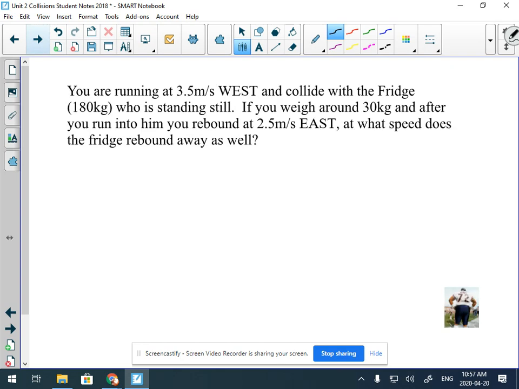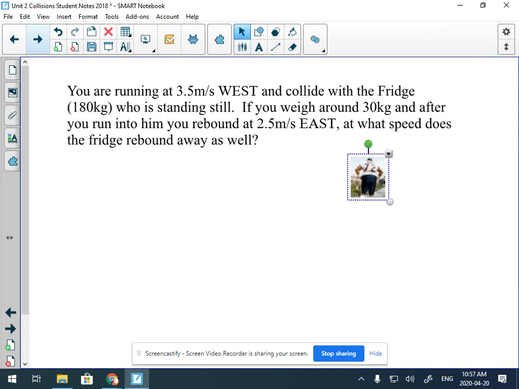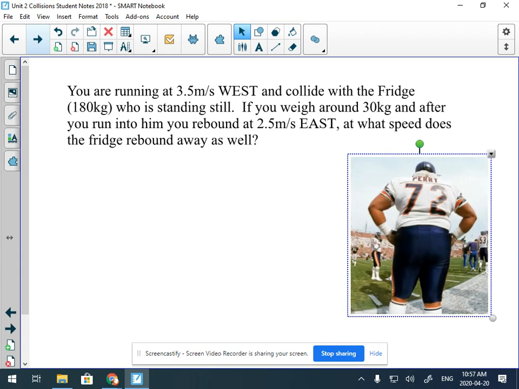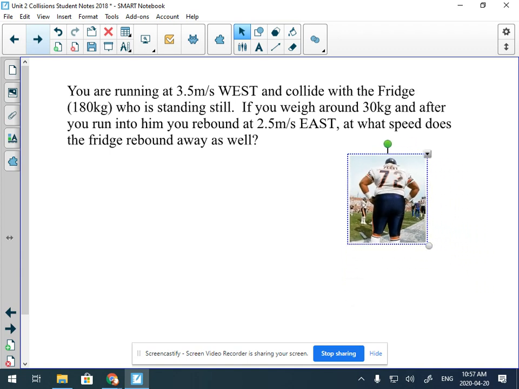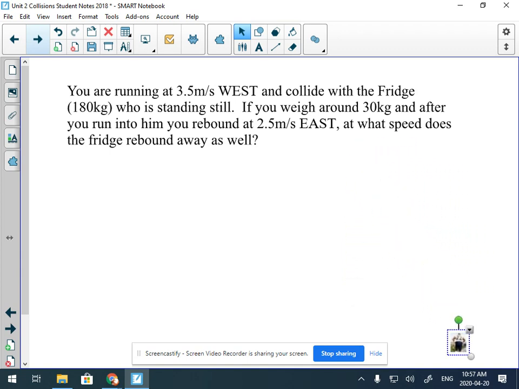Okay? So you're running west and you collide with this guy called the Fridge. The Fridge was this massive linebacker in the NFL. He was enormous, and he was roughly the same size as a fridge. So that's why they called him the Fridge. Anyway, so we were running at this guy and smashing into him and bouncing off of him, just like somebody who's very large and somebody who's very small with exercise balls.